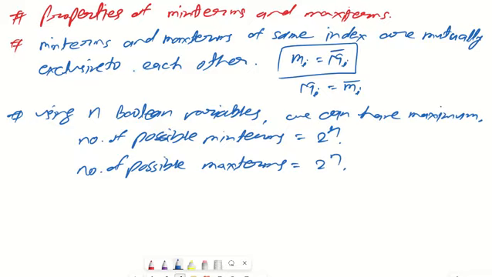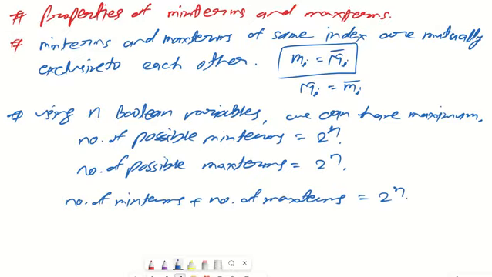Okay, and at the same time, the number of min terms plus the number of max terms must be equal to 2 to the power n. So it means either all of them are min terms or all of them are max terms, or the combination of these two must be 2 to the power n. That's all. So let me give you an example.